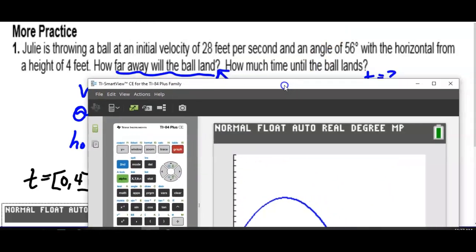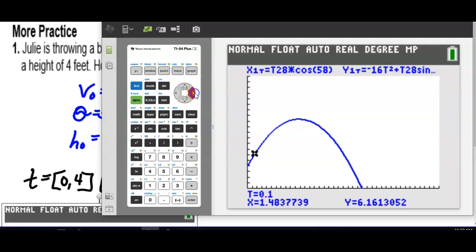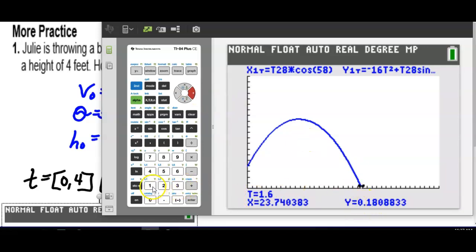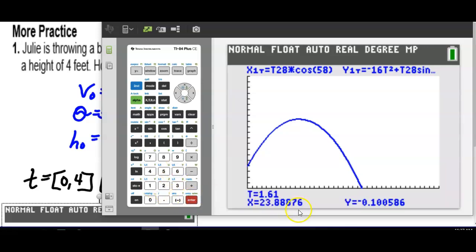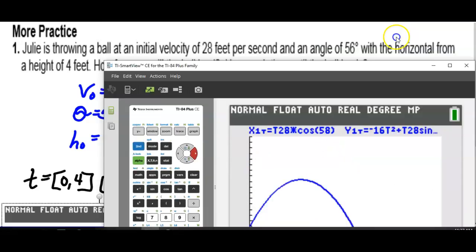How far away will the ball land? I want to get it to a height of 0. So if I trace, I want to get the y value as close to 0 as I can. That's probably as close as I'm going to get. It's not quite to 0 yet, so I could try if I wanted to type like 1.61. There, it hit the ground, okay? But you can just leave it at 1.6. It's really okay. So it's really close to the ground at 1.6 seconds, and it's 23.7 feet away from us.